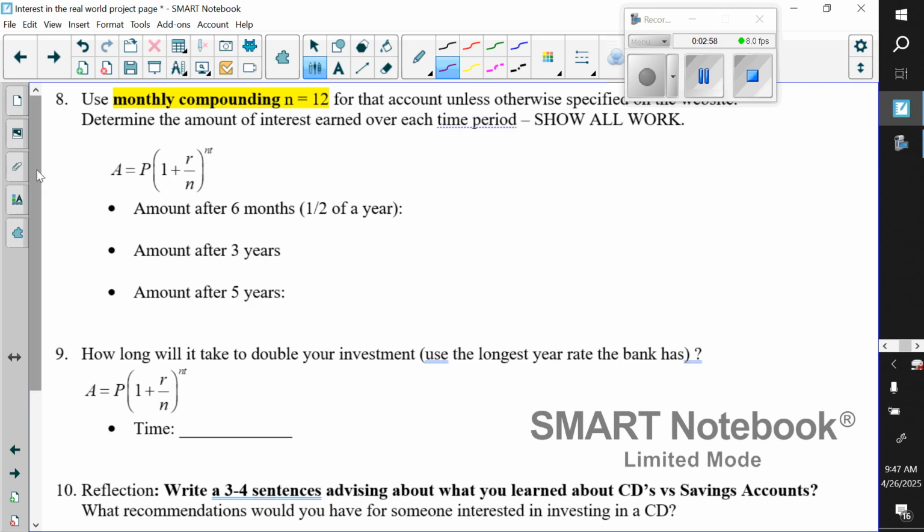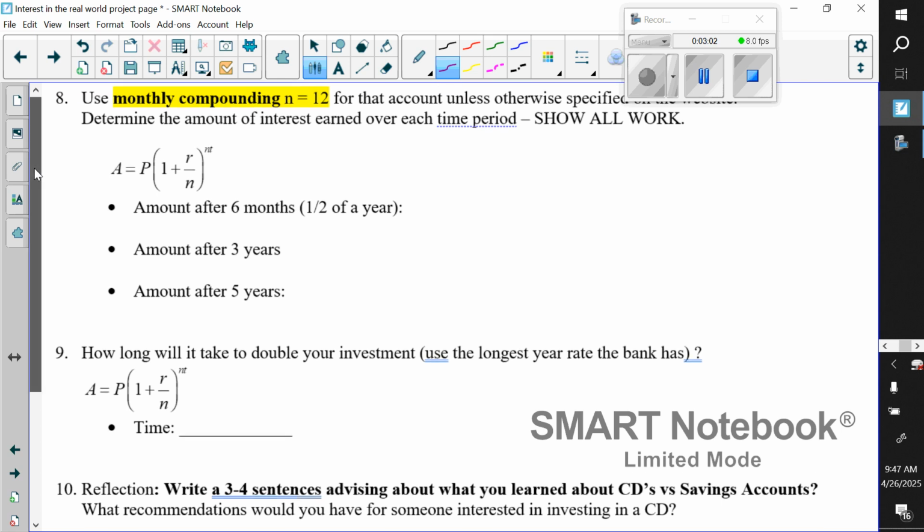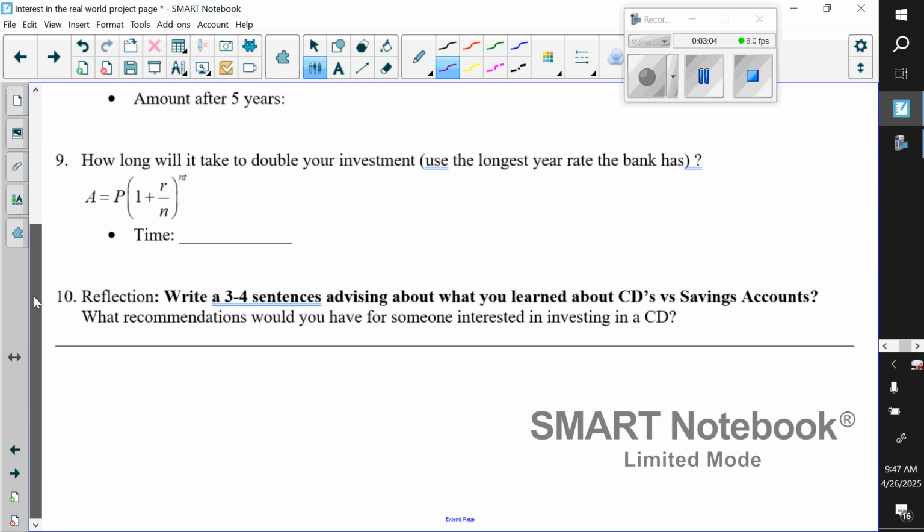Also, you definitely need to put the formula into your slide. Don't forget that. Number 9, how long will it take to double your investment again? And remember, you do have to solve for T in this situation. And then the last part here is obviously the reflection, and then you do your comparison versus your savings accounts.